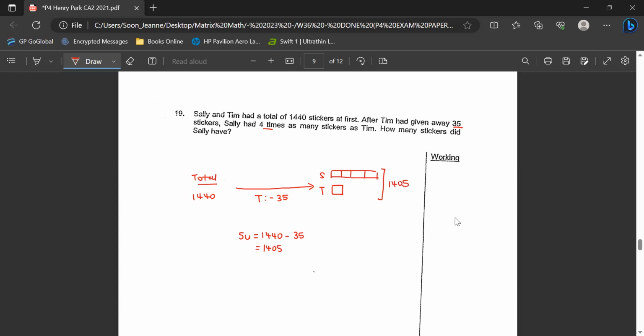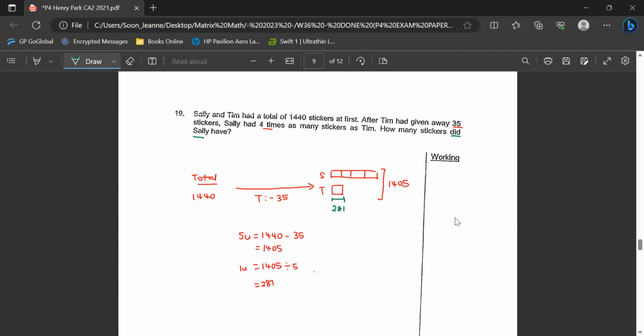Obviously we always look for 1 unit, so we look for 1 unit by taking 1405 divided by 5. 1405 divided by 5 is actually 281. If you look at your model, 281 is what Tim has left. So the question is asking me for how many stickers Sally had.